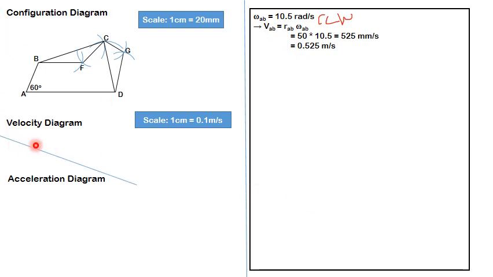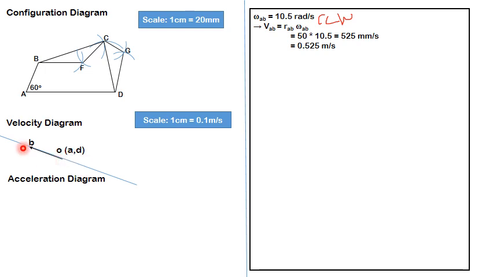I have drawn a rough line first, which is perpendicular to AB, and on this line, mark 2 points A and B, which are 5.25 centimeter apart, like this. So 5.25 centimeter apart. That's what I have done.